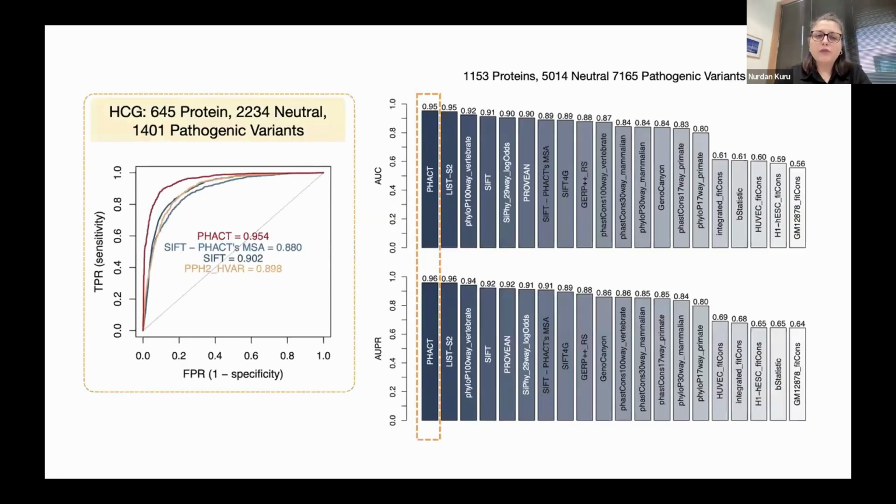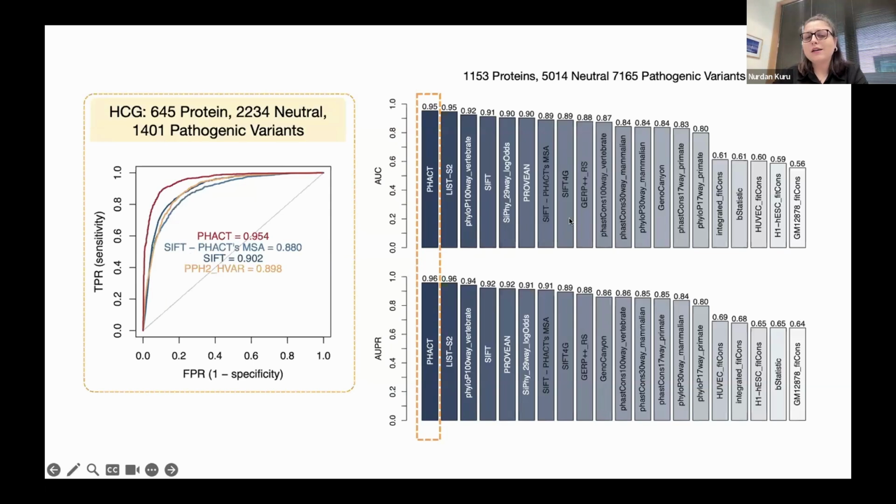And we compare the performance of FACT with, of course, the well-known and most cited tools in the literature, SIFT and PolyPhen-2, initially over more than 600 proteins. And as you see, in terms of AUC, FACT clearly outperforms SIFT. We ran SIFT in two versions, with our MSA and with its own MSA. And PolyPhen-2, it clearly outperformed in terms of AUC, and I didn't put it, but also in terms of AUPR values.